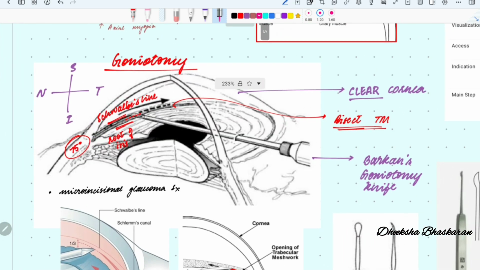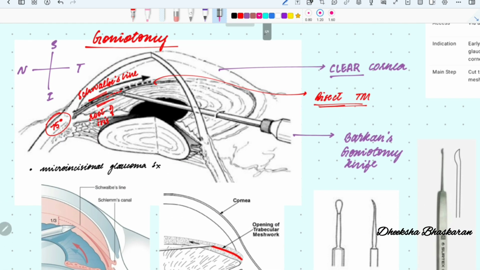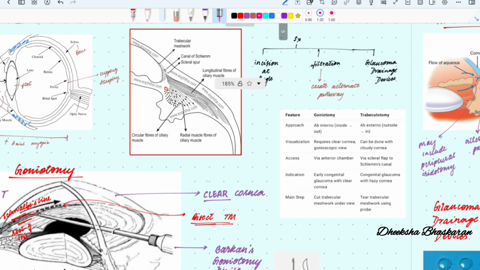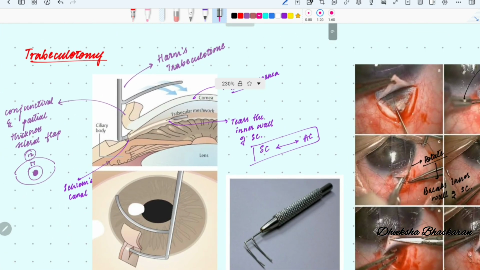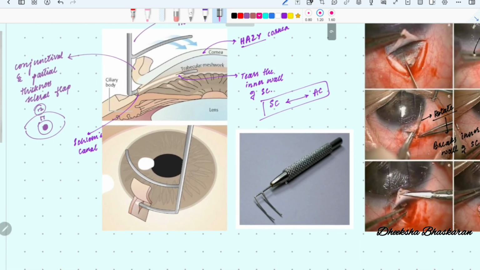For this, you need to be able to see where the knife is going and where it's cutting. So we need a clear cornea. A clear cornea is an indication for goniotomy. It's a necessity for goniotomy to be done, and a cut is made here and it's extended, right? This is goniotomy. In case you have a hazy cornea or not a clear cornea, you do what is called a trabeculotomy. Trabeculotomy is done using a Harms trabeculotome. The instrument looks something like this.